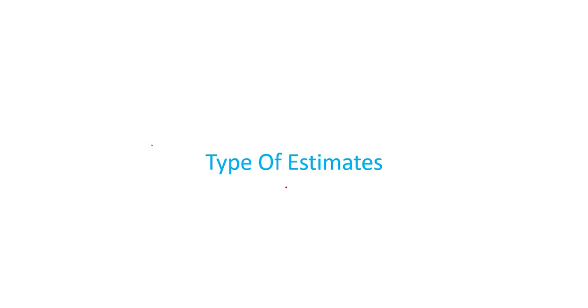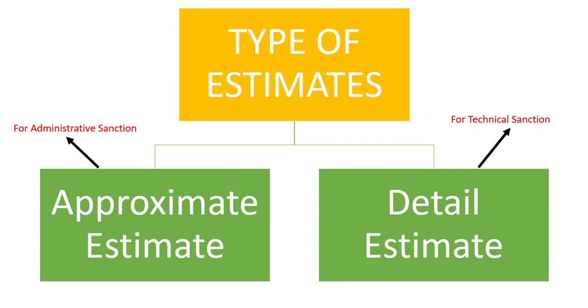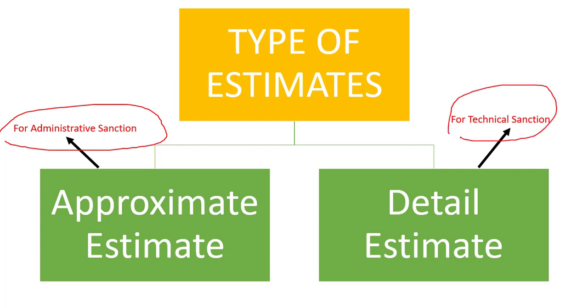Hello, in this tutorial we are going to talk about types of estimate. There are two types of estimate. One is called approximate estimate and another is called detailed estimate. Approximate estimate is for administrative sanction, and detailed estimate is for technical sanction. This is very important to know about.